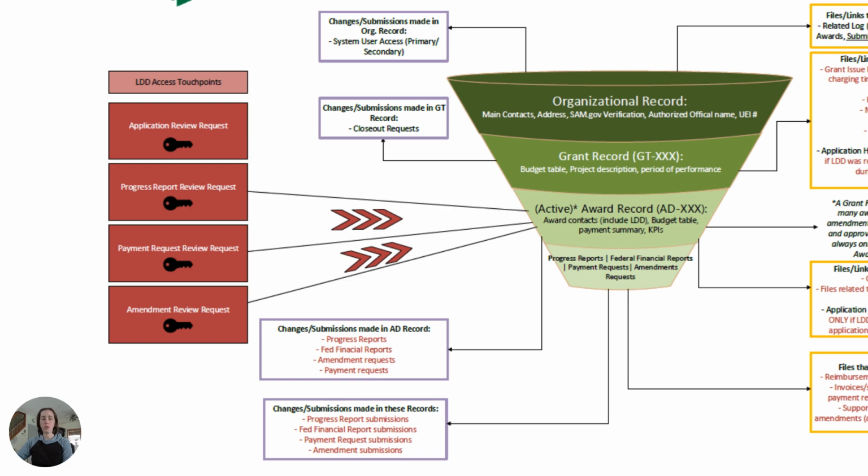We'll shift over to the purple boxes, which are changes and submissions that are made at each record level. Most importantly is really that award record. That is where you are creating a new progress report record or federal financial report record, amendment request, payment request. That all happens under the active award.